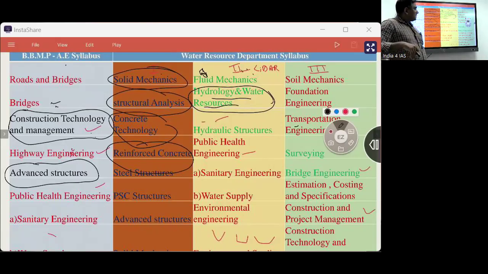Then estimation and costing, long wall short wall method. There is not much in this estimation and costing. Very few 1 mark questions you may expect. Okay. Then construction and project management. That is a few problems. The activities-based problems you can expect. Construction technology and management. So this is all you will study in this water resource department syllabus. It will cover PBMP syllabus also.